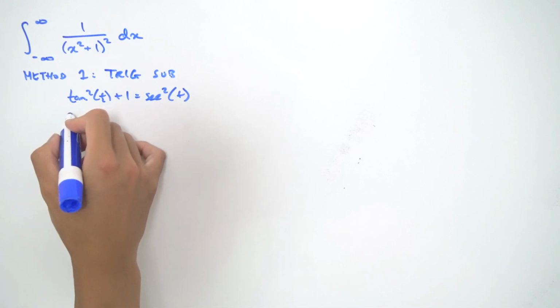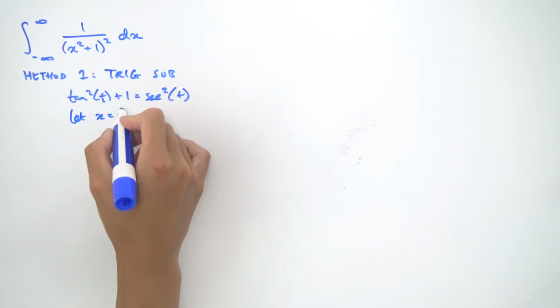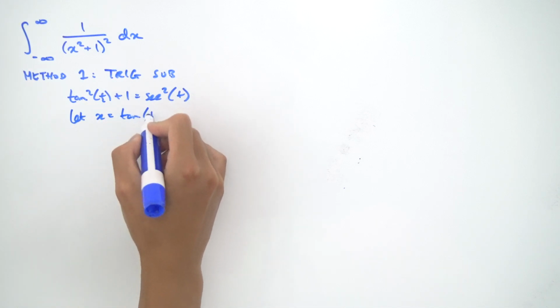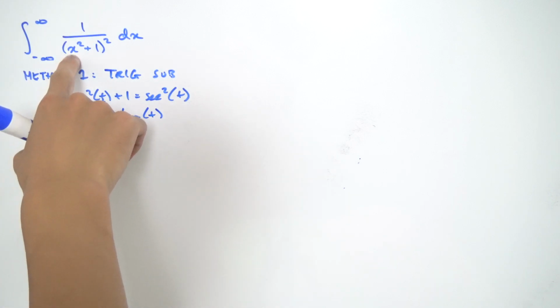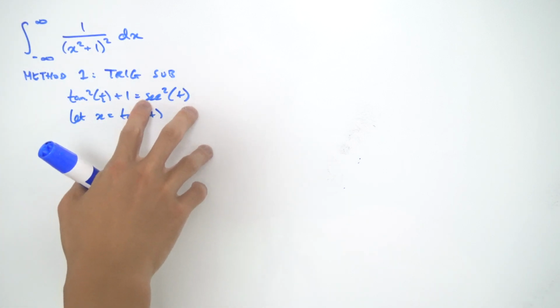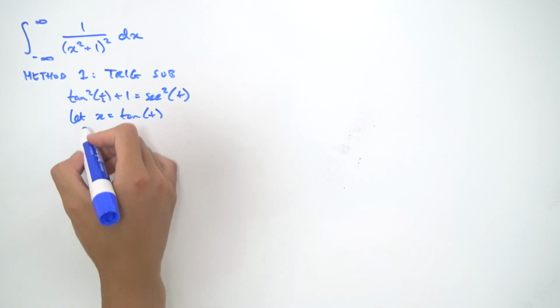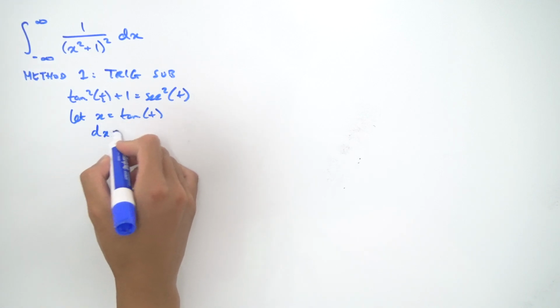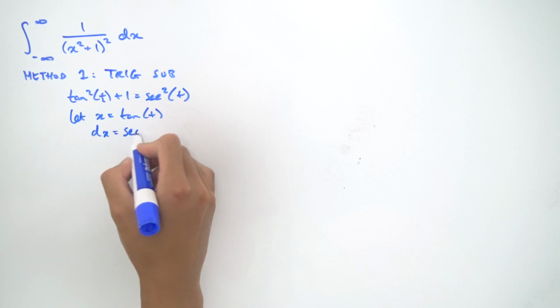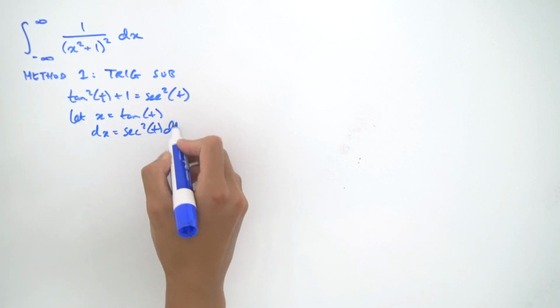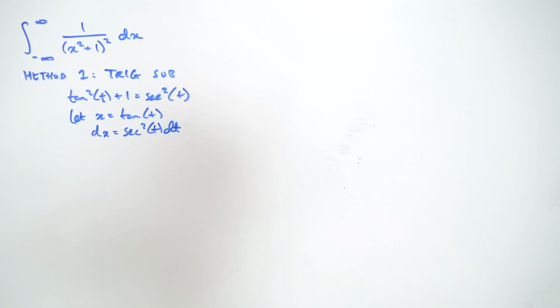Notice if we let x be equal to tan of t, then what we have in here is tan squared plus 1, which nicely simplifies down to secant squared. So we know x is equal to tan of t, we can differentiate both sides to get our dx, and that's going to be secant squared of t dt. And now we can plug all of this information back in.